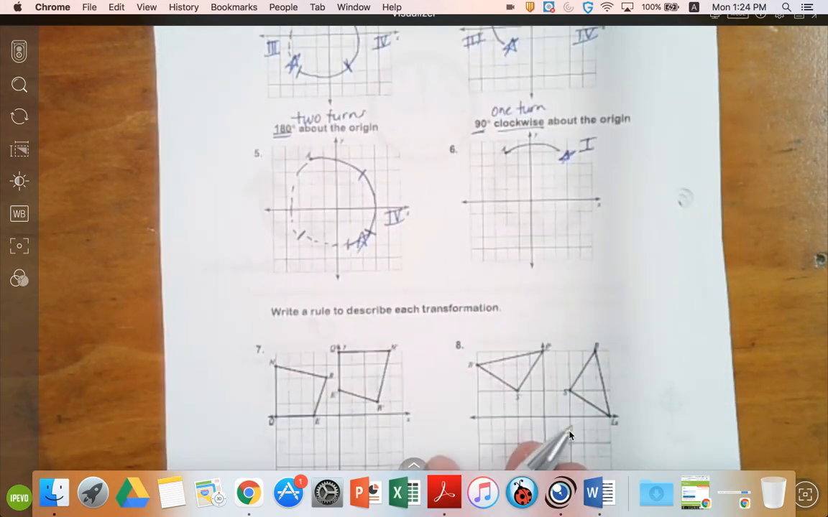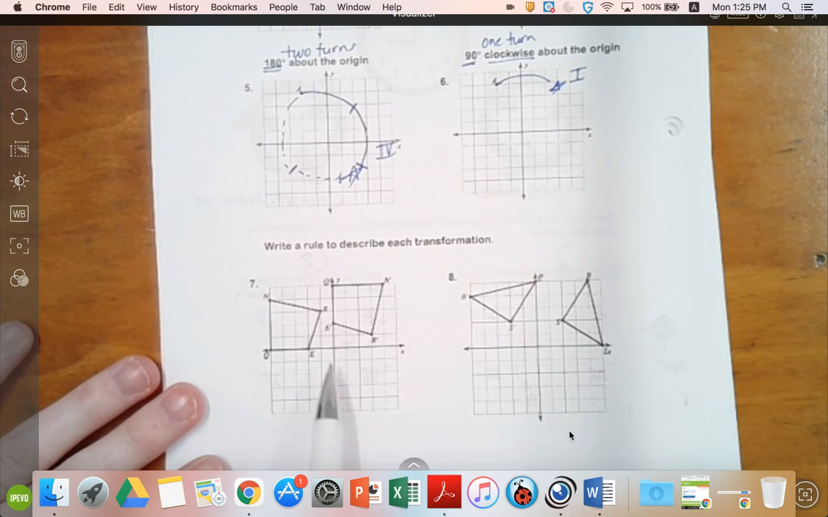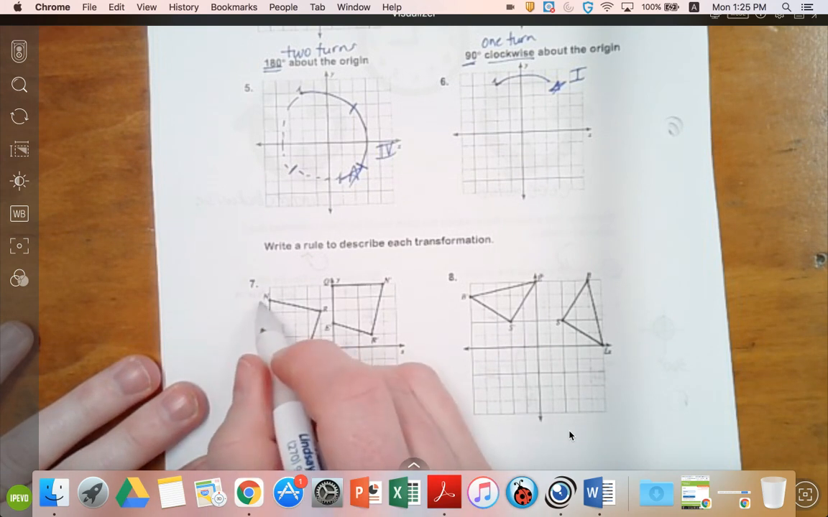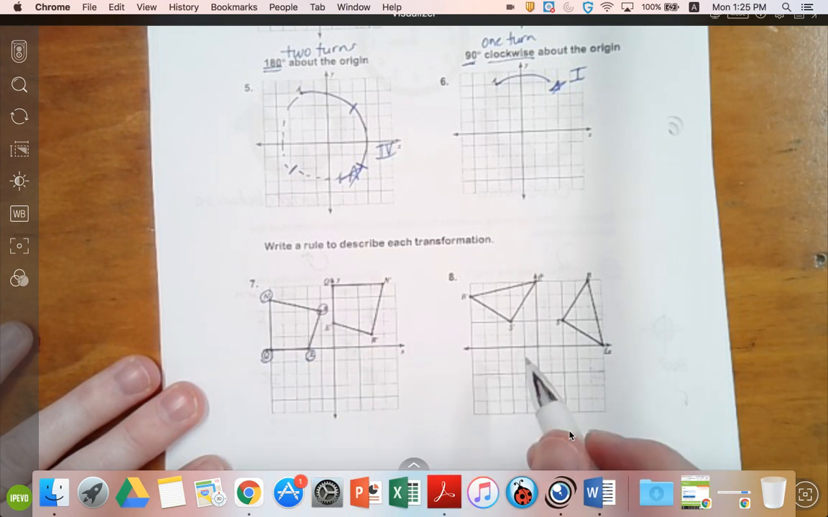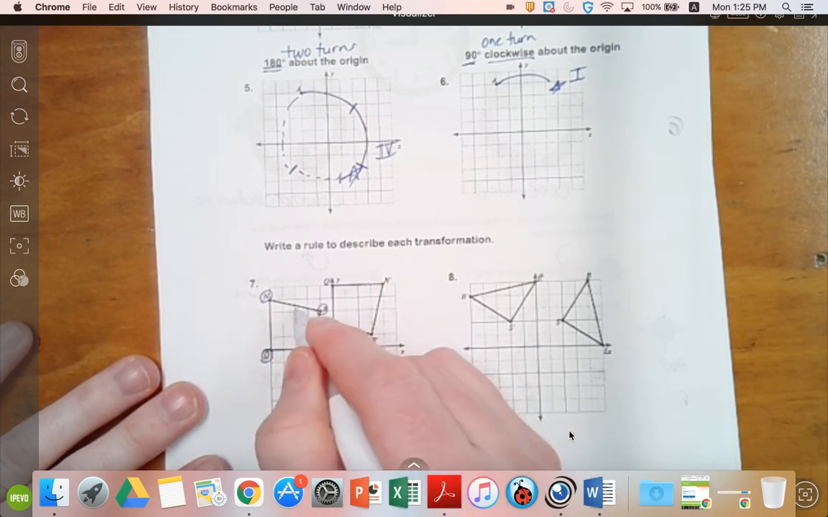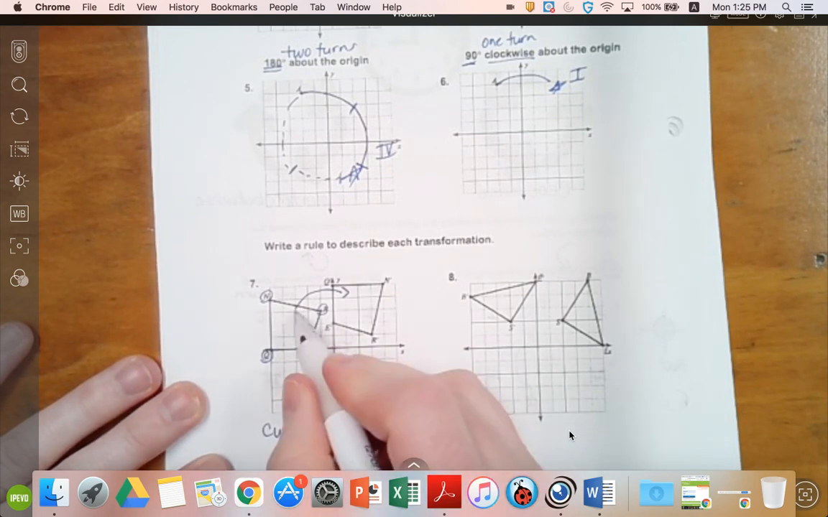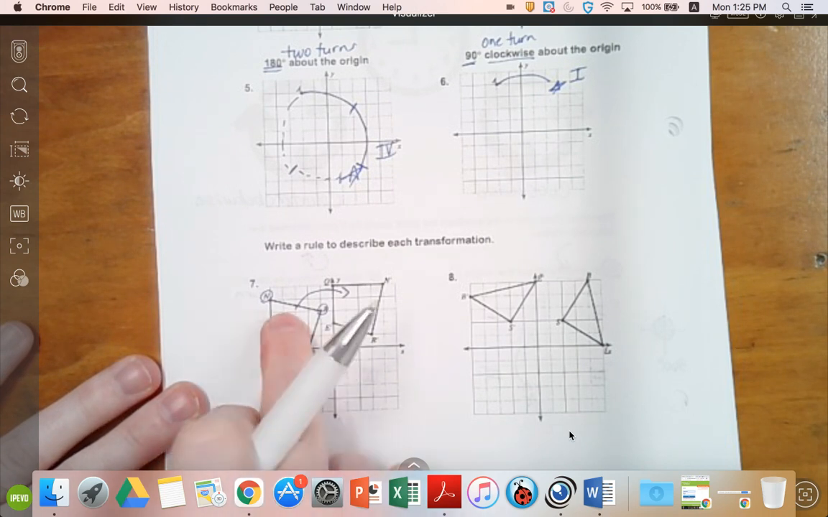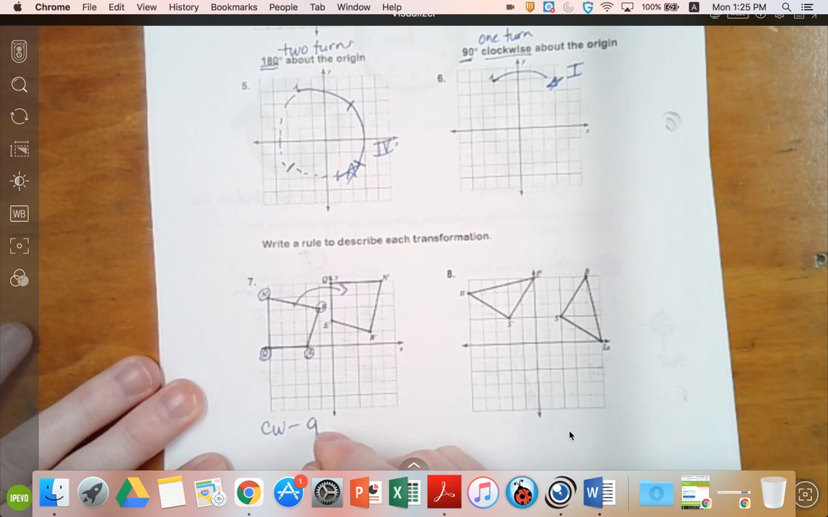All right. So now that we know how to turn these things, let's actually write a rule for these. I want to take the original, which is this one here, the one that does not have the primes. This one's my original. It's just got the letters here. And I want to determine how I turn this to get here. So remember, I can go clockwise, and that is just 1 turn. I started in this quadrant, and now I'm in this quadrant. So that's 1 turn. So that's 90 degrees.